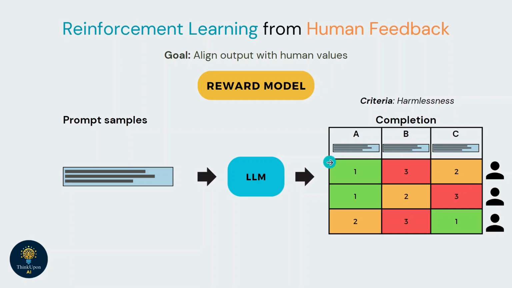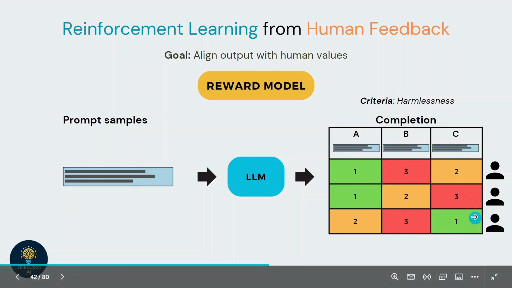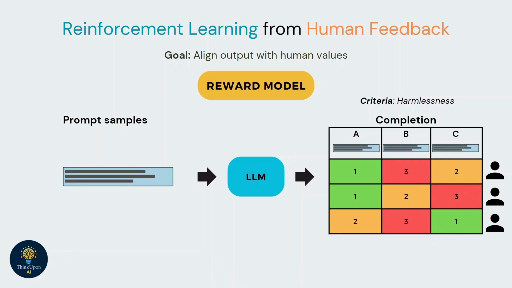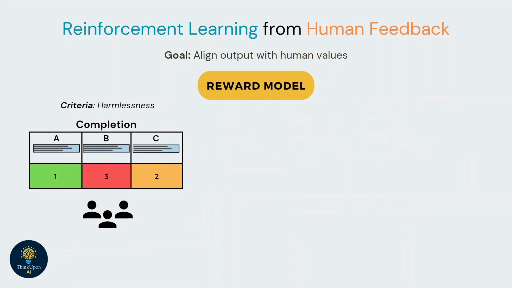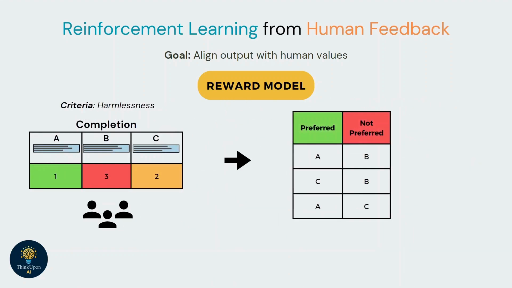For example, some humans can prefer answer A over the other 2 answers, while other humans can prefer answer C over the other answers. But at the end, we have a consensus between all the humans and we arrive at the common preferences for all the answers. Now, once we have these ratings for each of the completions for all the selected prompt samples, this data is transformed so that it could be used as input data for the reward model.